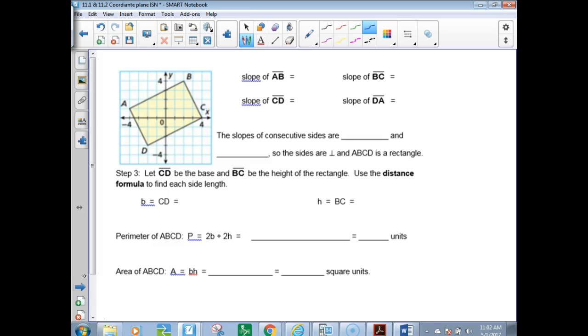Okay. All right, so we already have the slope of AB was 1/2, CD 1/2, and BC was negative 2, and DA was negative 2. And the slopes were opposite reciprocals. I just filled that back in again. Step 3 says, let CD be the base and BC be the height of the rectangle. All right, so let's see. CD, right here, I'm going to find the length of that.